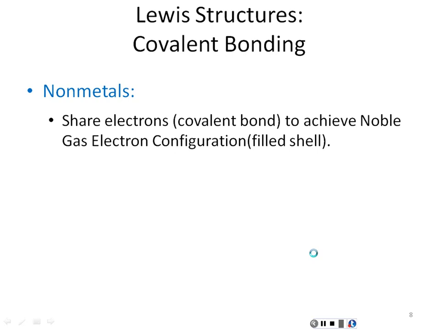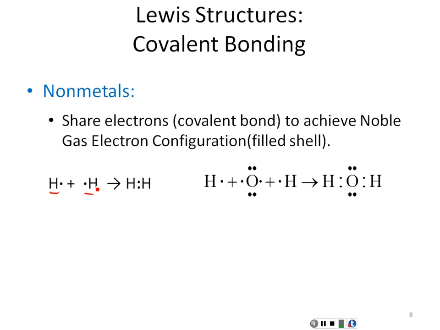For nonmetals, they share electrons in their covalent bonds to achieve noble gas electron configuration, also known as a filled shell. So for hydrogen, each hydrogen has 1 valence electron. When they come together and form a bond, now they're sharing the 2 valence electrons that they started with, and their shell is filled.